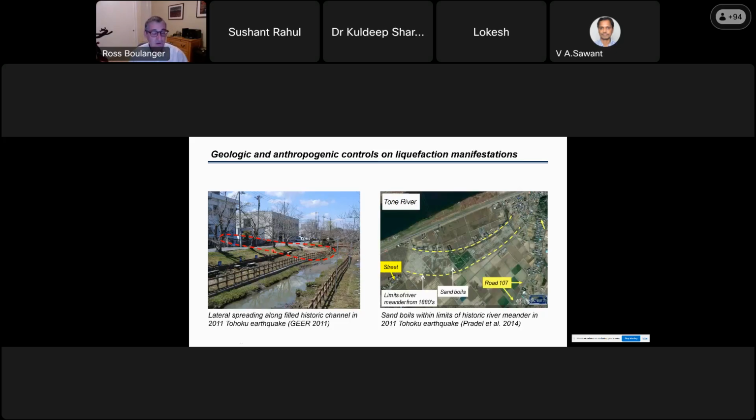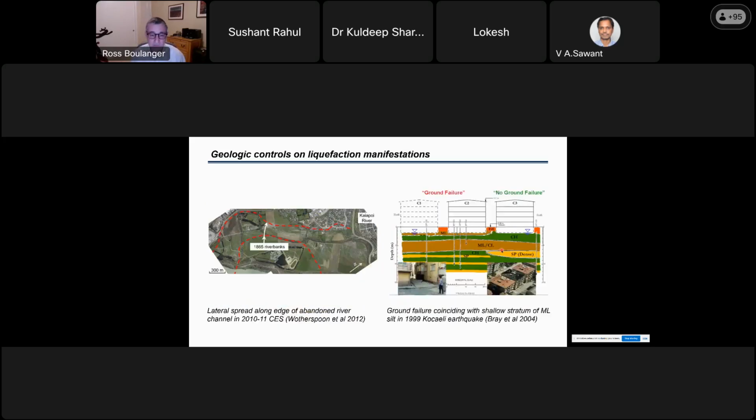It's infilled with loose fills, and you get this very small localized landfill. So if you knew the history of the site, you knew where these happened all the way along the channel. On the right, all these sand boils in the sand plain along the Tone River, they all coincide with the mapped limits in yellow of a historic river meander from the 1880s. So again, historical records and historical photographs, you would have known where this was.